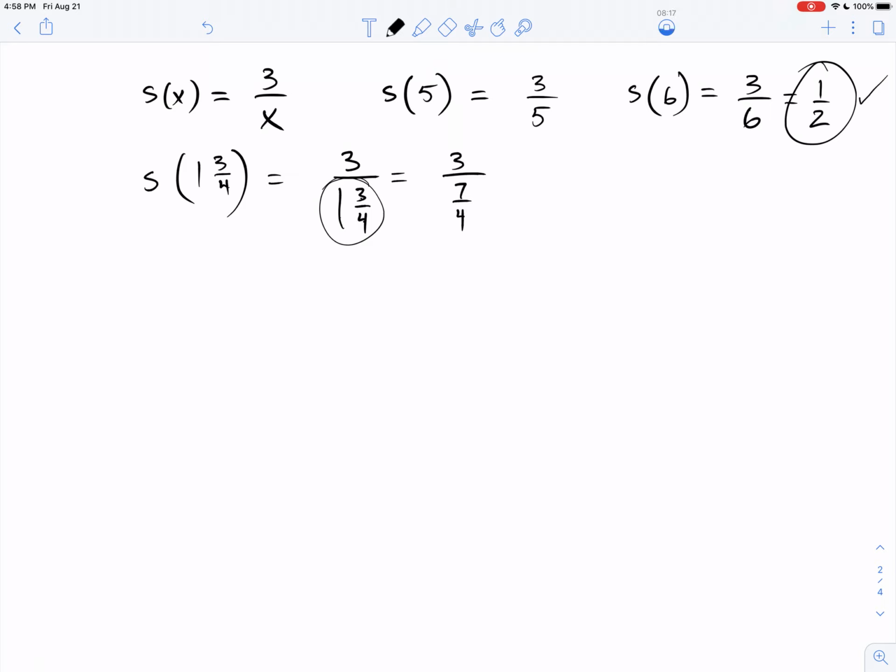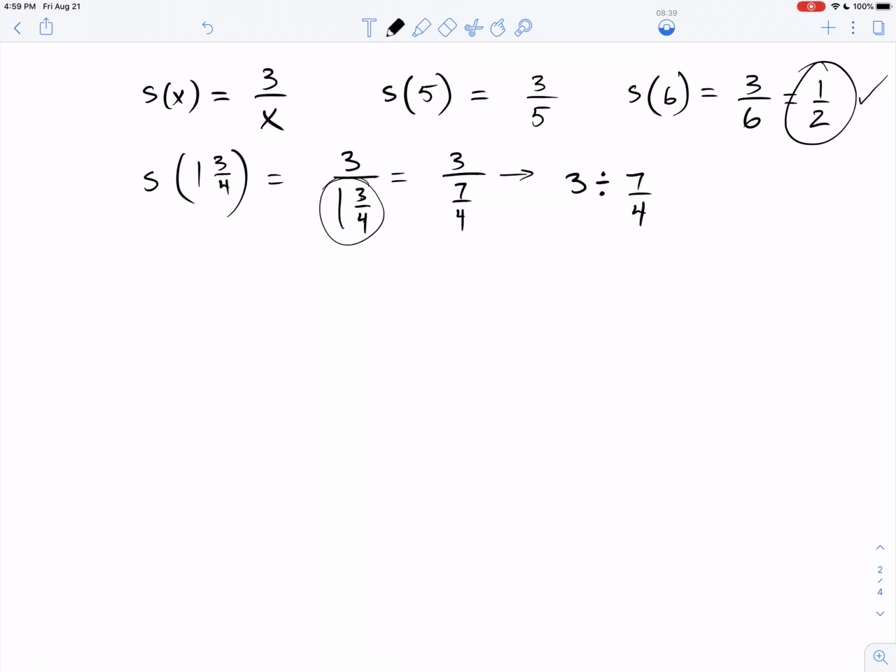Let me tell you this much. For the rest of this class, if you ever give me an answer that has a fraction inside of a fraction, it is automatically wrong. Now, let's analyze what this really means. All it really means is 3 divided by 7/4. And now it's not so scary at all.